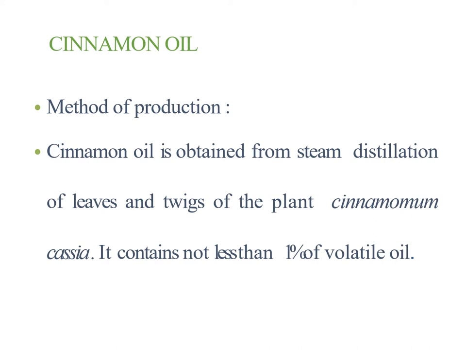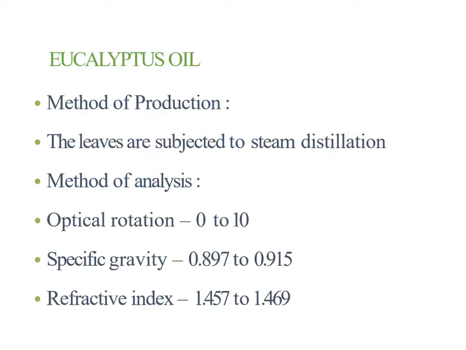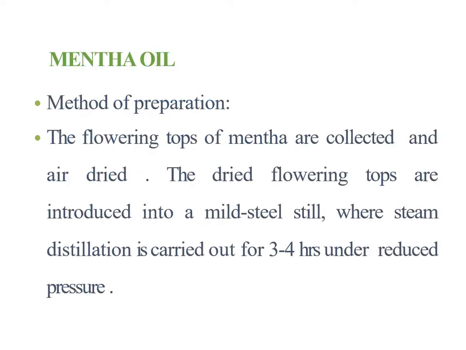Cinnamon oil method of production. Cinnamon oil is obtained from steam distillation of leaves and twigs of the plant Cinnamomum cassia. It contains less than 1%. And the method of analysis: optical rotation, specific gravity, and refractive index are also the parameters for this oil. Then mentha oil, method of preparation: the flowering tops of mentha are collected and air dried.